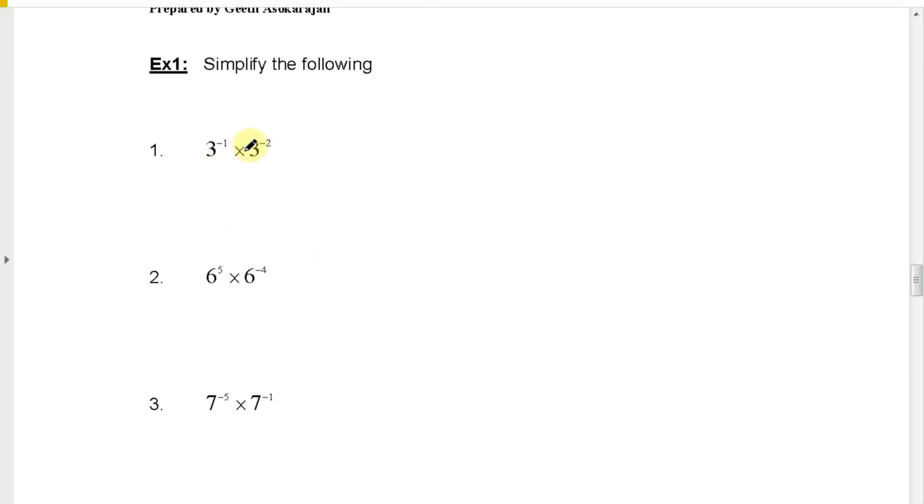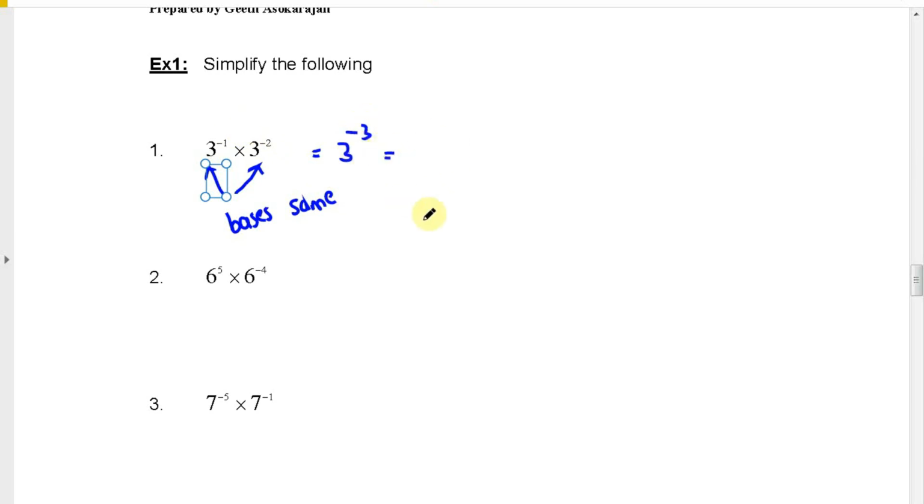Right, for number 1, we're multiplying. Are the bases the same? So let's check. I've got a base of 3 here. I've got a base of 3 here. The bases are the same. So we add the powers. So that is equal to 3 to the power minus 1 plus minus 2. Minus 1 minus 2 is minus 3.